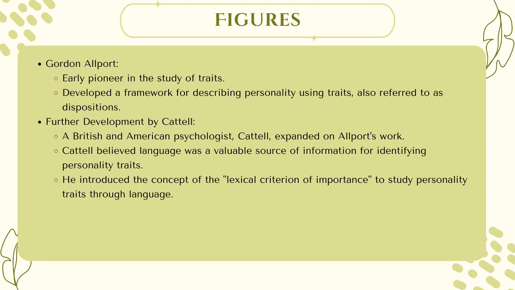Gordon Allport, 1897 to 1967, was an early pioneer in the study of traits. He developed a framework to describe personality using traits, which he also referred to as dispositions. His work was developed further by the British and American psychologist Cattell, who believed that a valuable source of information on the existence of personality traits could be found in language, which he called the lexical criterion of importance.